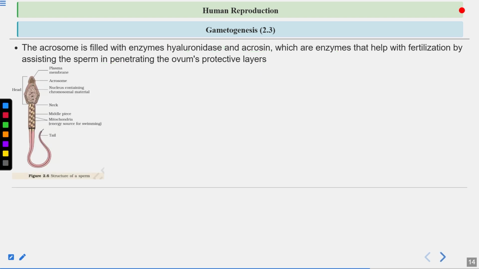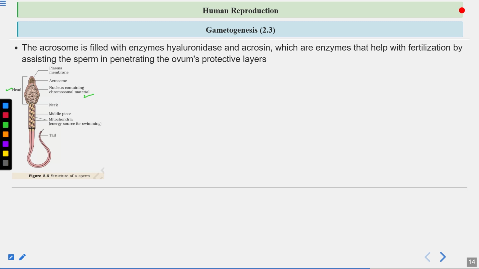So this is the structure of the sperm. You can see the head of the sperm here. It consists of the nucleus containing the chromosomal material. This nucleus fuses with the nucleus of the egg and leads to the formation of the zygote. So this is again a source of variation. The genetic material of the male and the female gamete are fusing together.